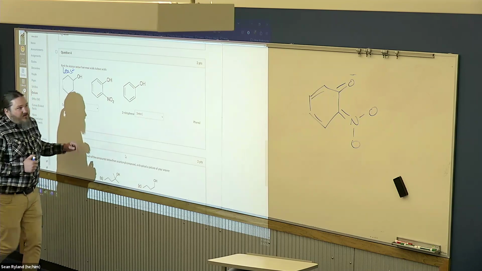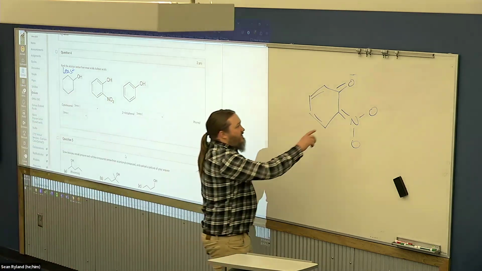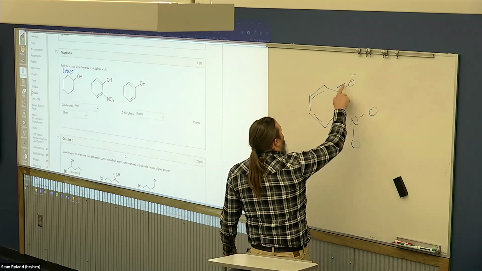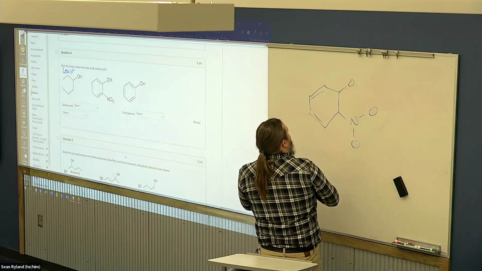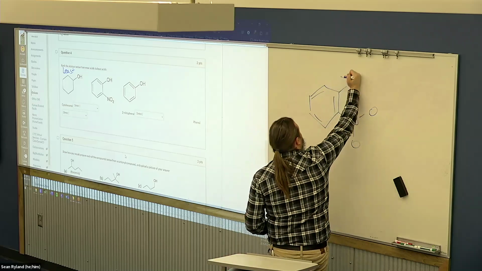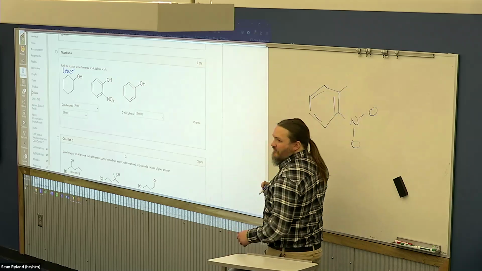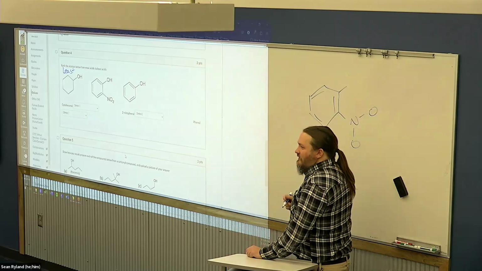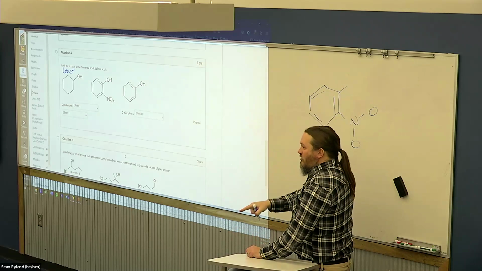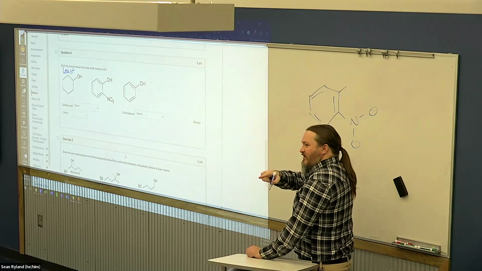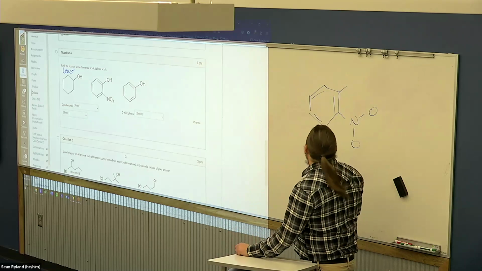Interesting fact about nitro groups. Does anybody know of an aromatic compound that has nitro groups on it? The very famous one. TNT. No. TNT stands for what? Trinitrotoluene.